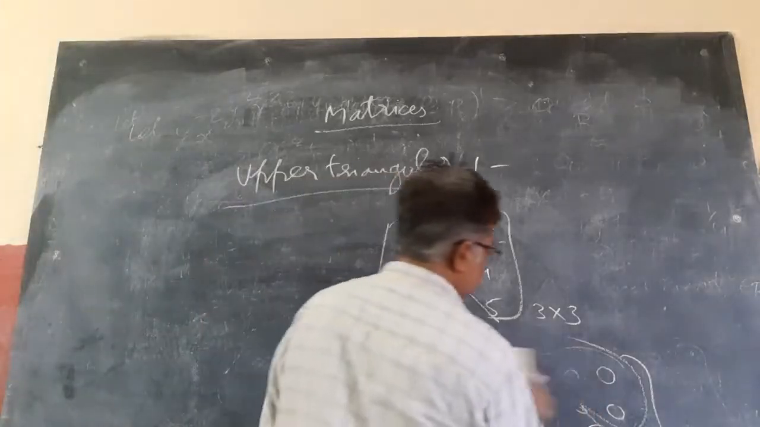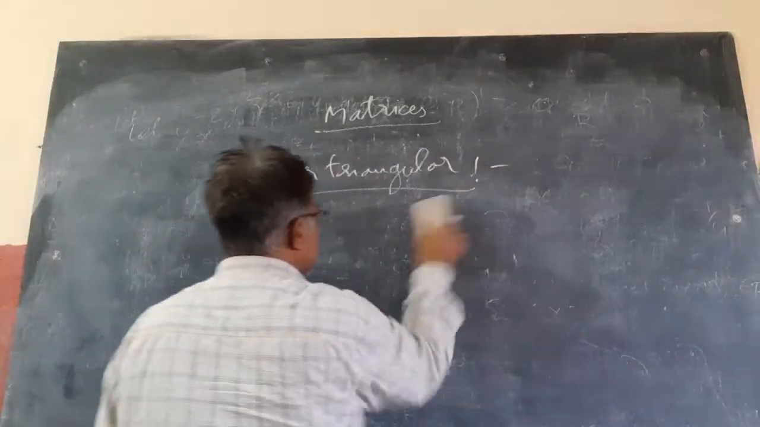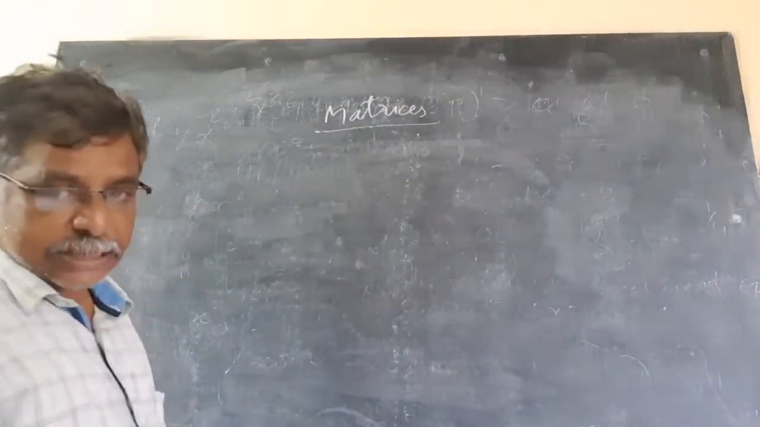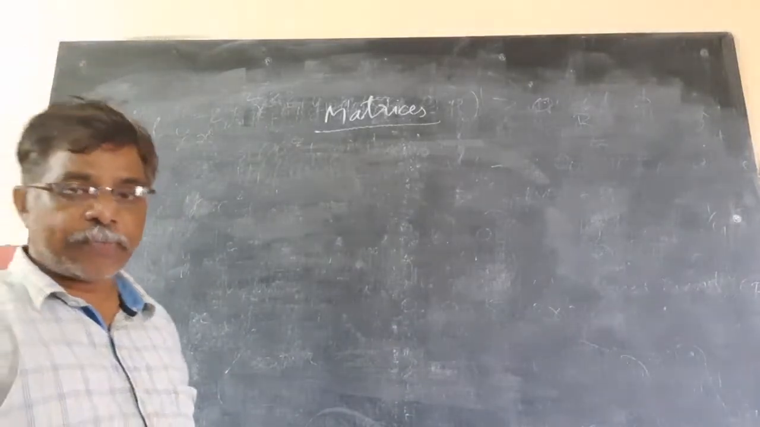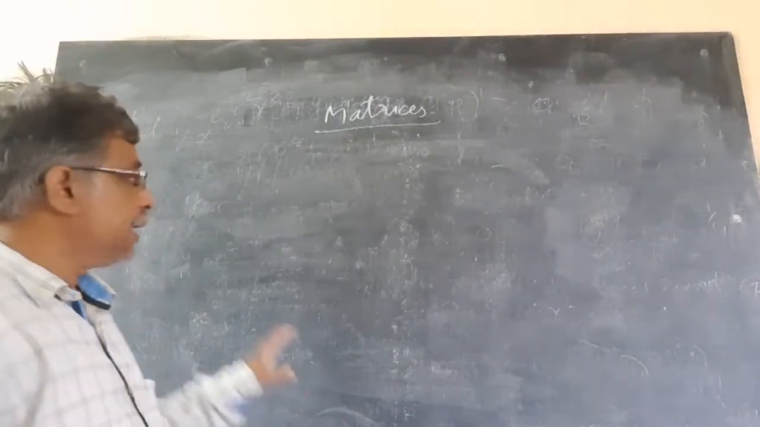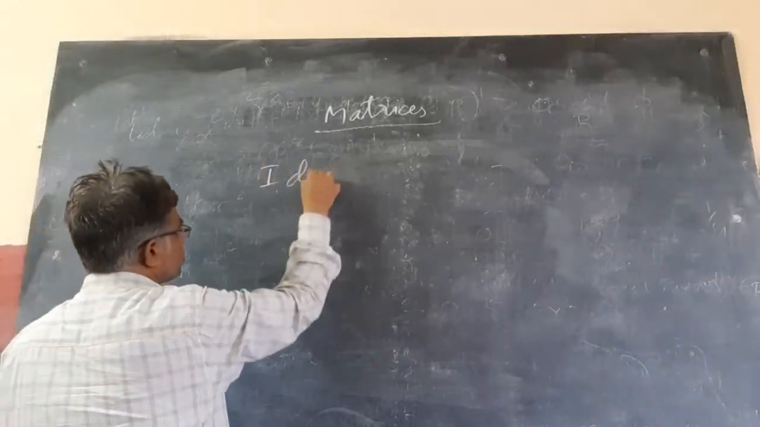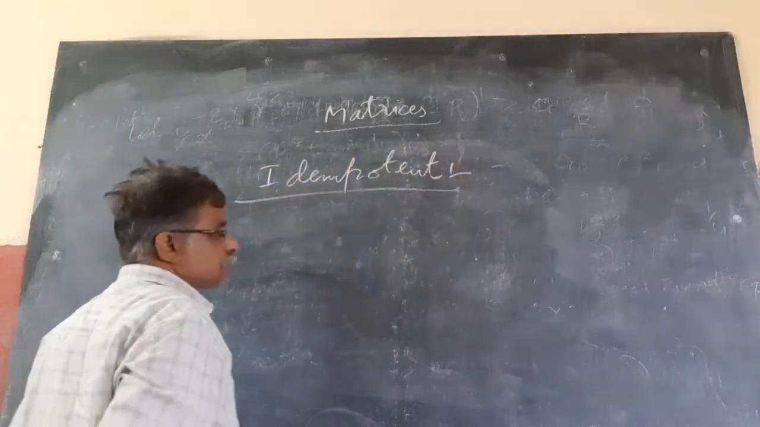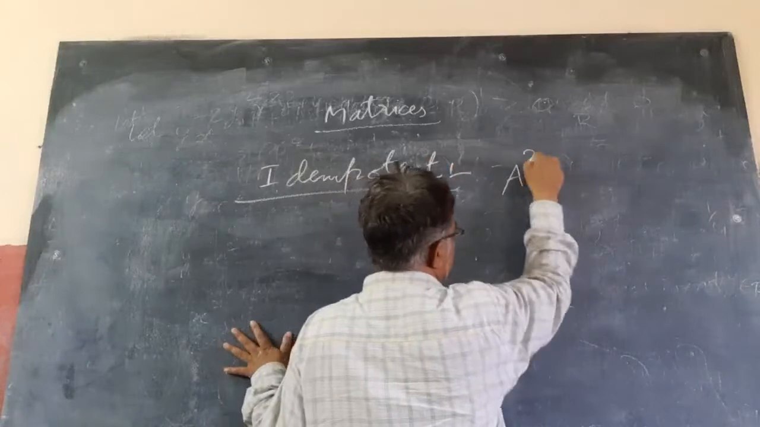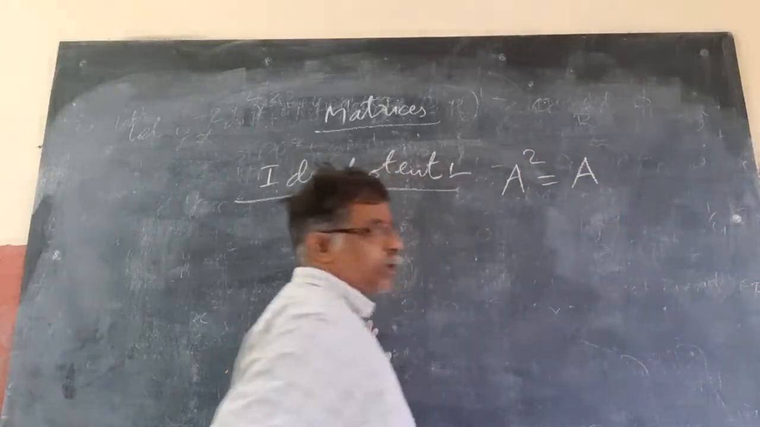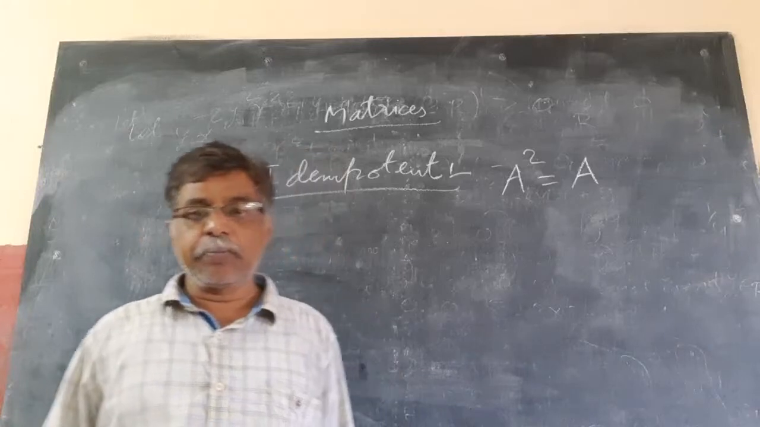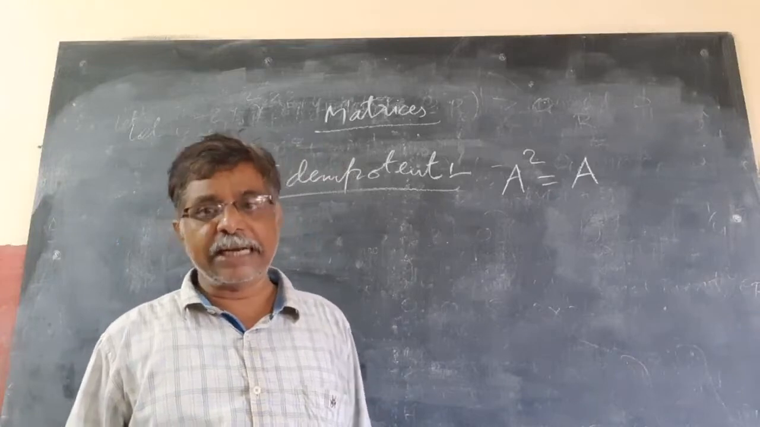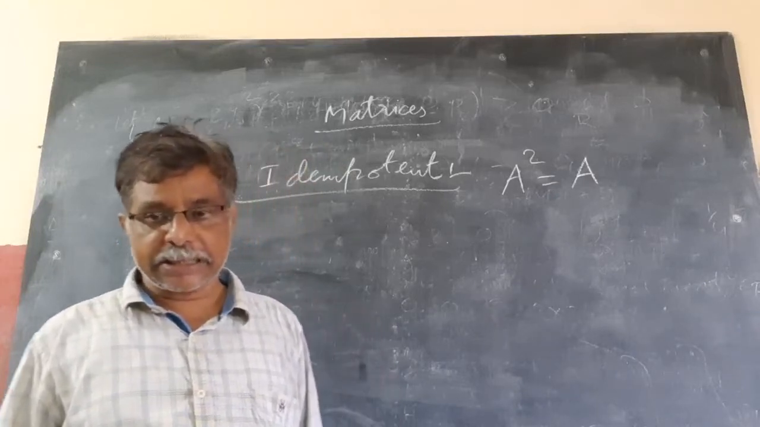Next, idempotent matrix. We have learned many types of matrices. What is an idempotent matrix? Idempotent matrix means if A square equals A, then A is called an idempotent matrix.